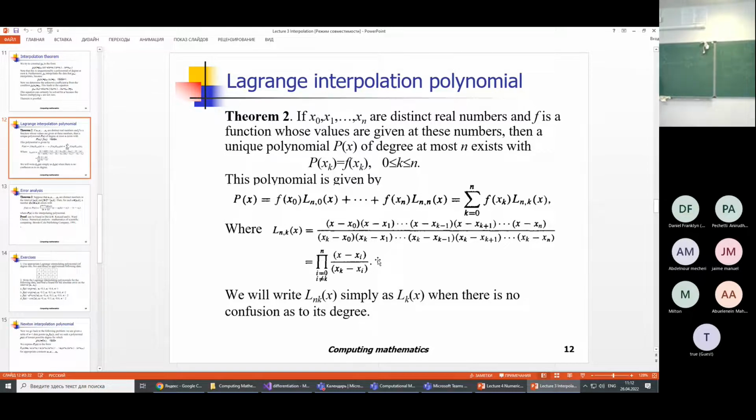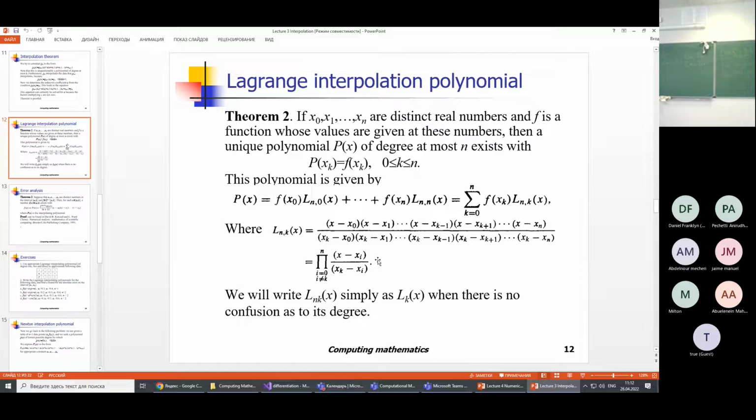What is the formula for L0? According to the general case, L0 should be (x minus x1)(x minus x2) over (x0 minus x1)(x0 minus x2) times f0. This is the formula for the first term, L0 times f0. Before we write the next formulas, let's immediately simplify it.